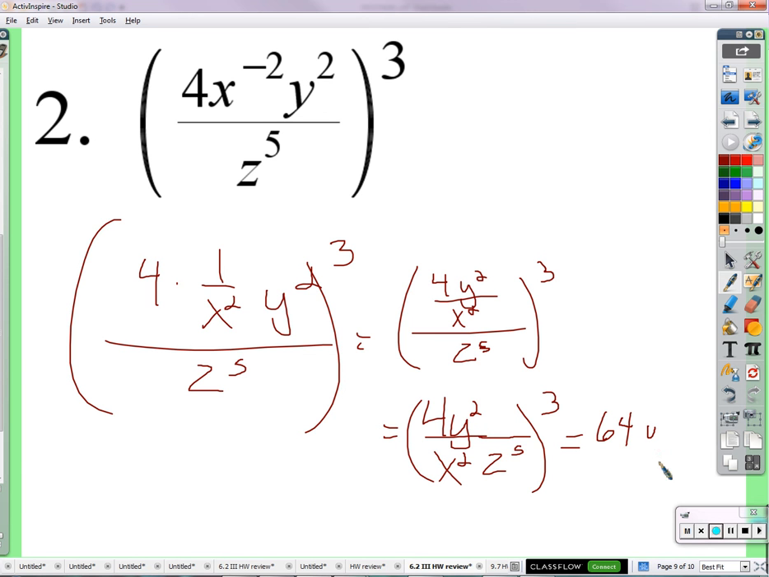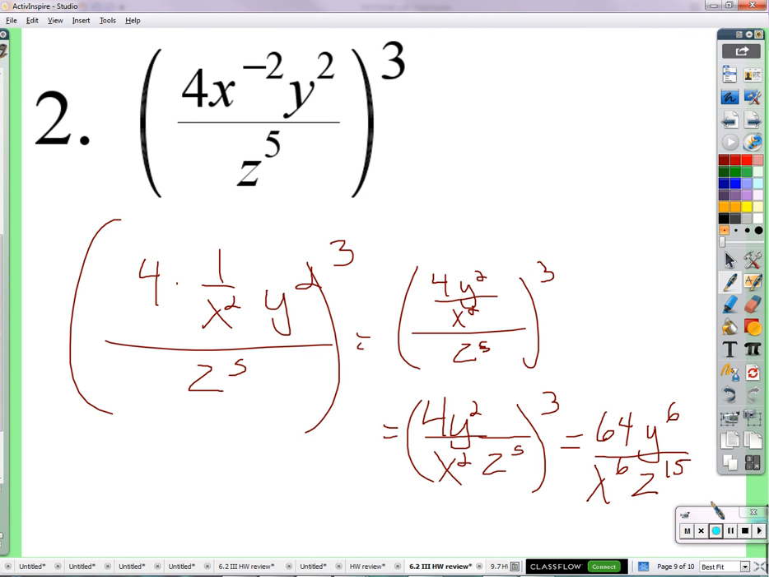4 to the 3rd is 64. Y squared to the 3rd is y to the 6th. X squared to the 3rd, x to the 6th. Z to the 5th to the 3rd is z to the 15th. So, yeah, that's a good way to go. I think that's what I would have done.